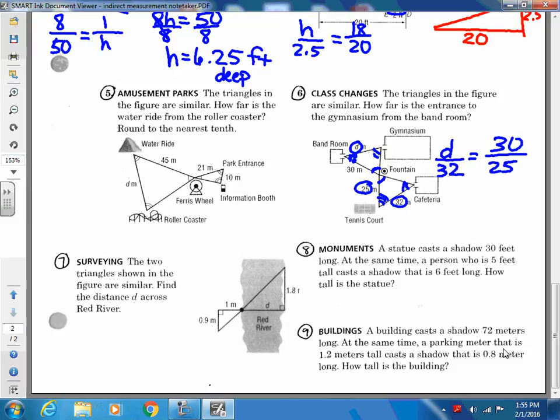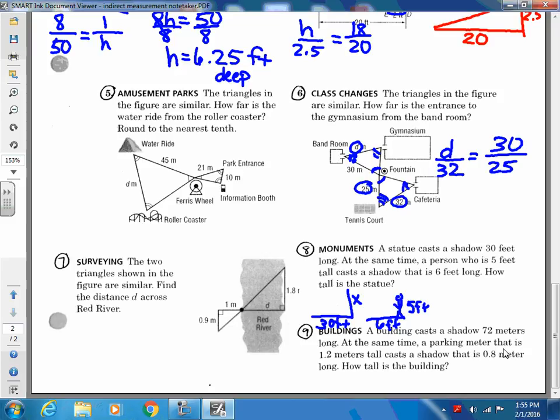All right, so we've got a statue. So here's our statue, and it casts a shadow 30 feet long. Remember, shadows are always on the bottom. So here's my shadow. At the same time, a person, so here's my person, who is 5 feet tall, has a shadow that is 6 feet long. And then we're trying to figure out how tall is the statue. So how tall is this piece over here?